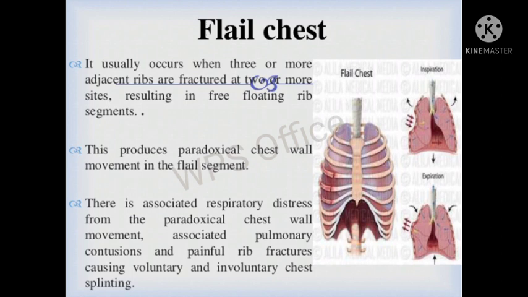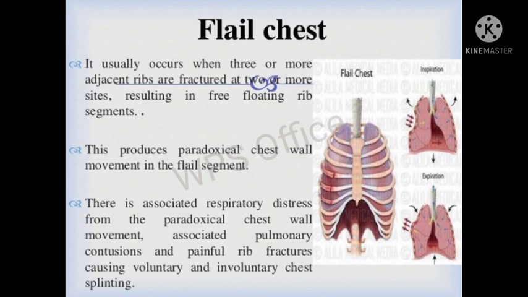So we know that when we breathe in, our lungs will expand, the chest will expand, and when we breathe out, the chest will compress. In this paradoxical chest wall movement, it will be the opposite. When we breathe in, the chest wall will be compressed, and when we breathe out, the chest wall will be expanded. This is the characteristic of flail chest. That means there will be severe respiratory distress.